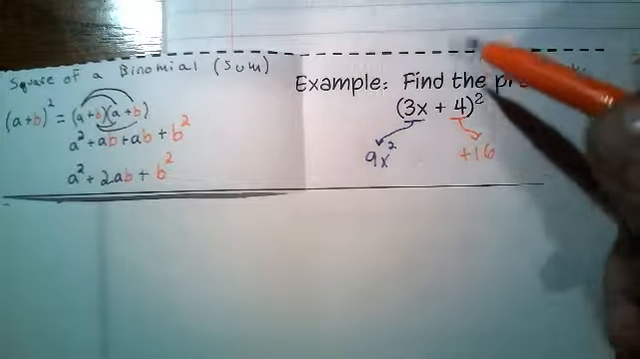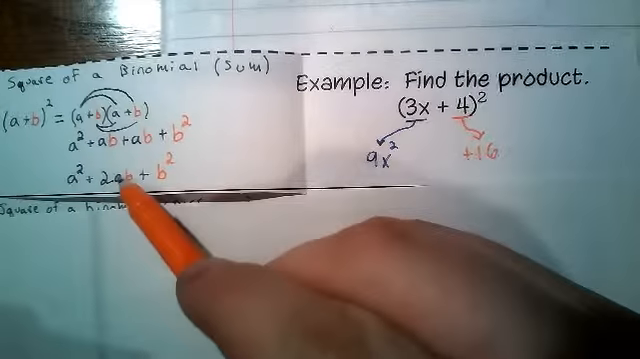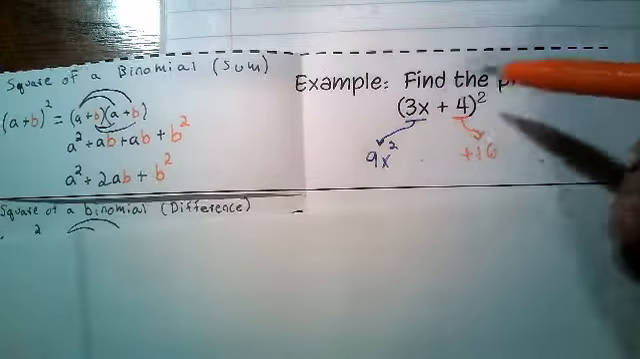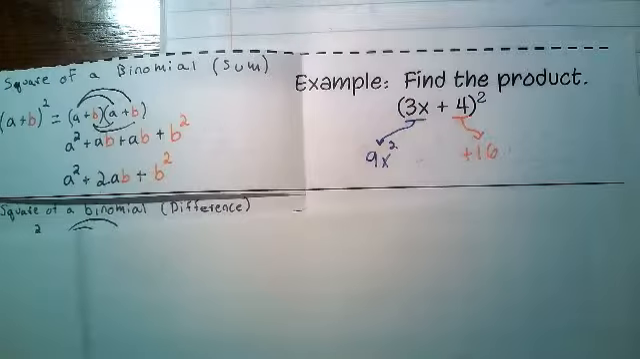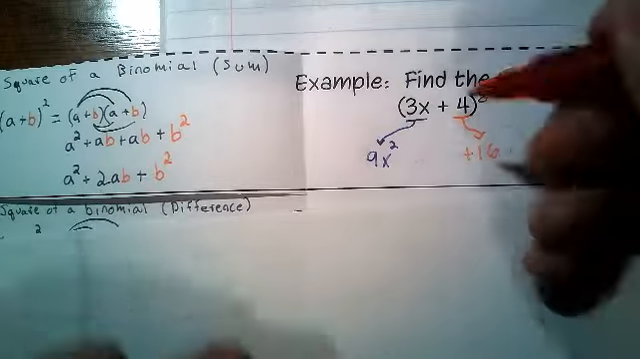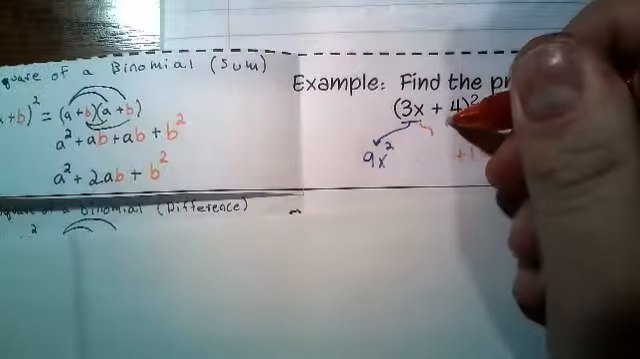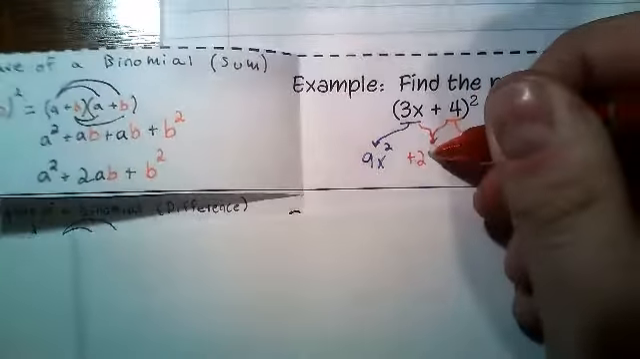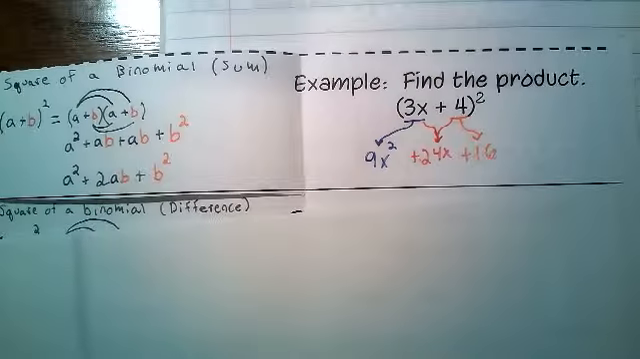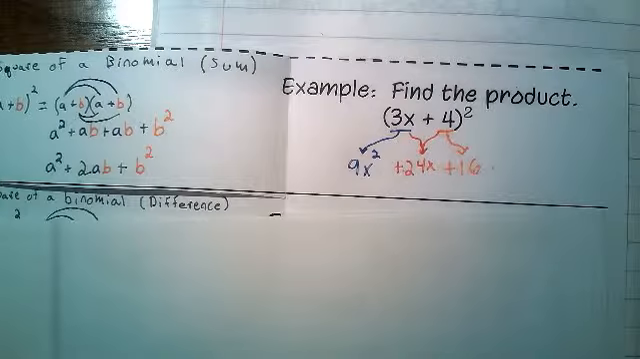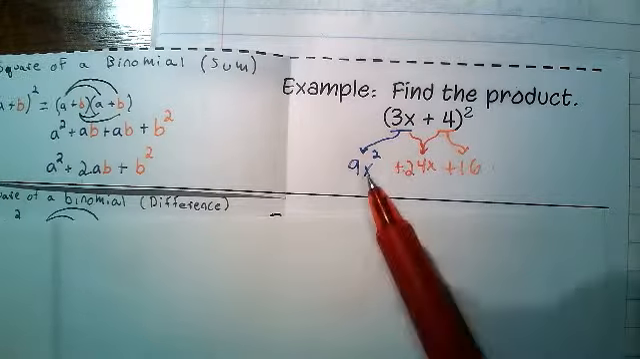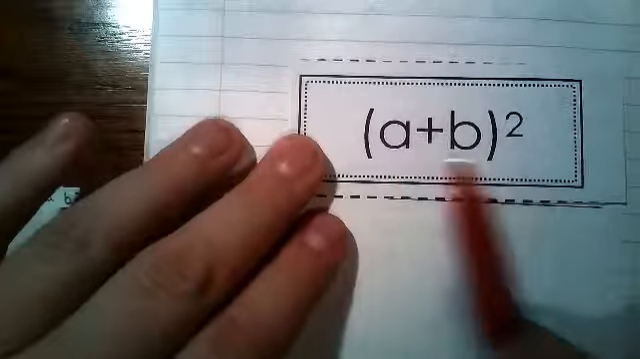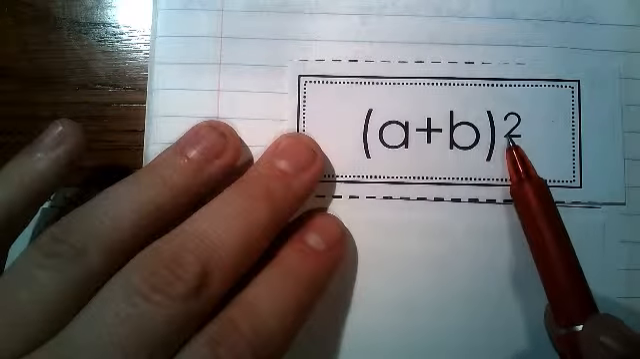Now the middle is when I multiply these two together, right? A times b, and then I double it. So 3x times 4 would give me 12x, and when I double it, I get 24x. So that middle term when I combine them together, it becomes a positive 24x. So I skipped all that FOIL method and I went right down to the pattern. So 9x squared plus 24x plus 16. So that is the pattern for a plus b raised to the second power.